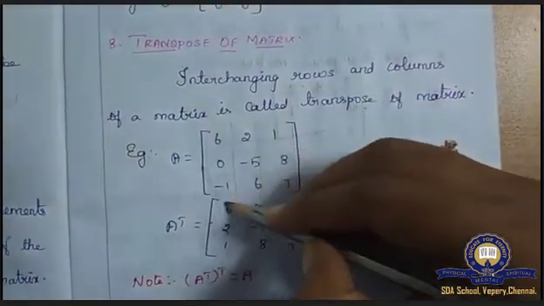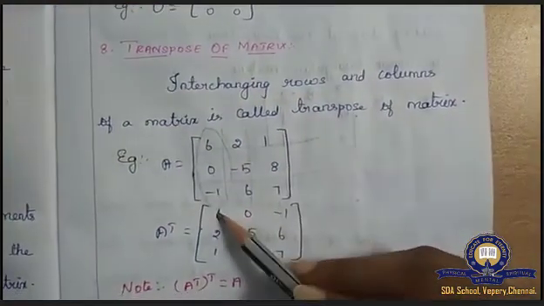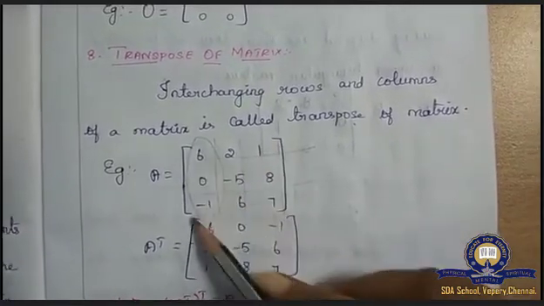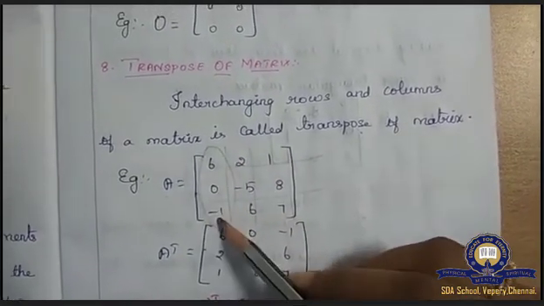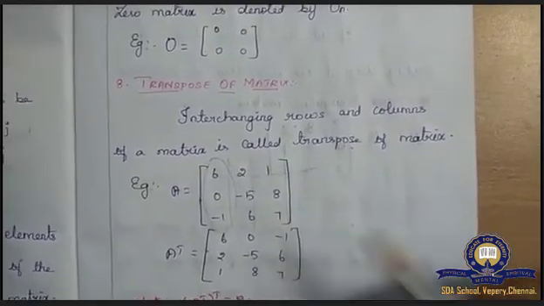Here I am going to change rows into columns and columns into rows, right? So this is one column, right? So here I am going to change it to a row. What will happen? The 6 will be here, the 0 will come here, minus 1 will go here, right? So you have to rewrite all the columns as rows and rows as columns. That is called the transpose.